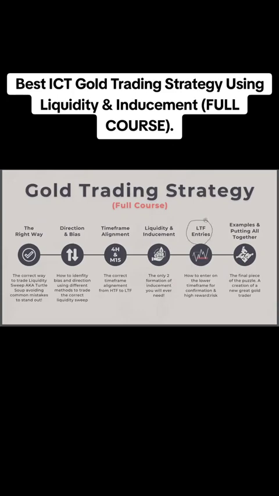Then we're going to be covering the lower time frame entries, how to enter on the lower time frame for confirmation and high reward to risk, and we're going to be finishing the video with examples and putting it all together. This is going to be the final piece of the puzzle. It's the creation of a new great gold trader, which is going to be you.